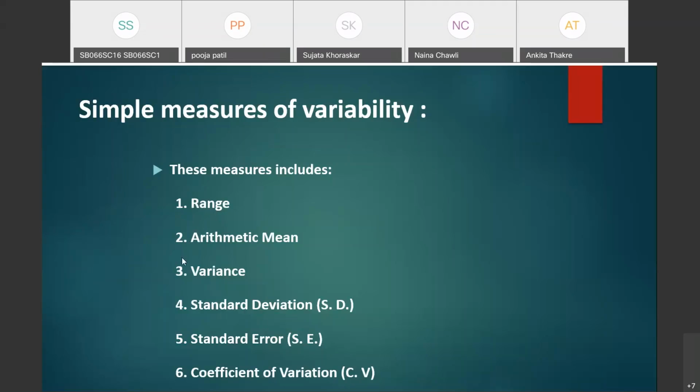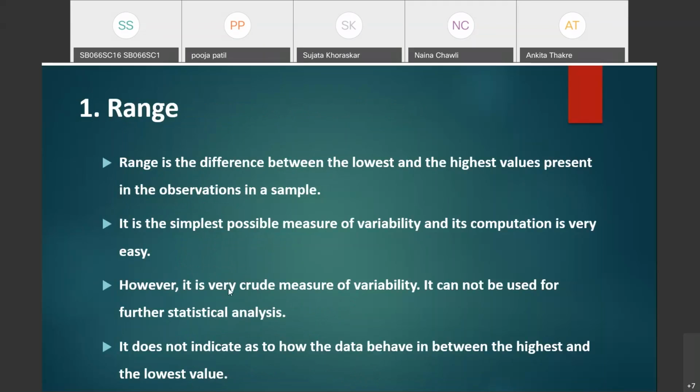The first one is the range, second the arithmetic mean, third the variance, and fourth the standard deviation, referred to as SD. Then the standard error, referred to as SE, and the sixth one is the coefficient of variation, also referred to as CV. First, the simple measure, that is the range. Very simple: range is nothing but the difference between the lowest and the highest values present in the observations in the sample.